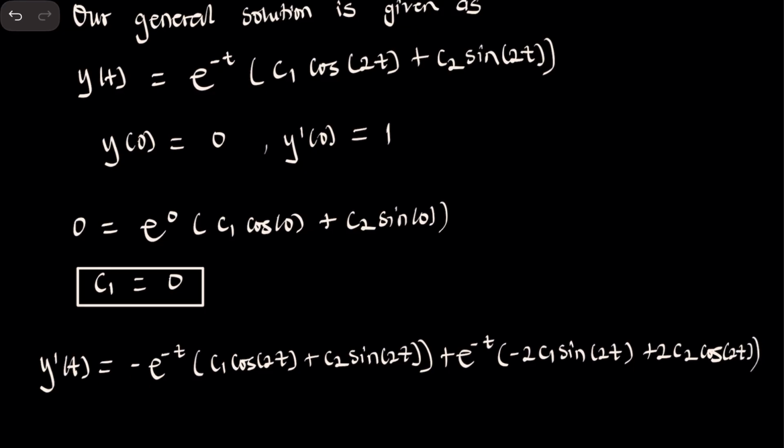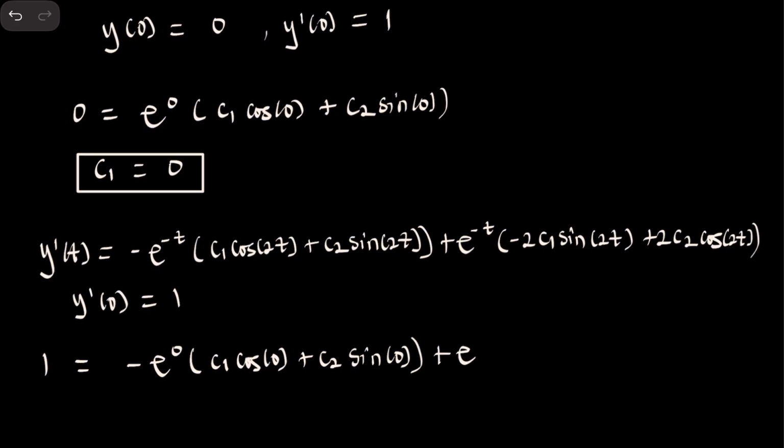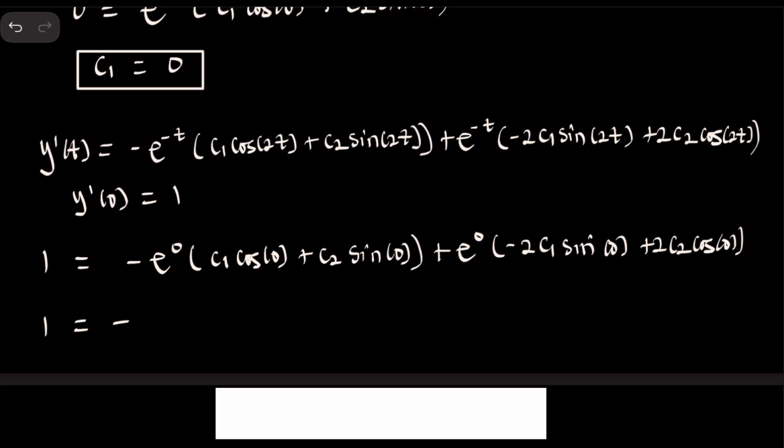Then we substitute in the initial condition. So we have y prime of 0 is equal to 1. Thus 1 is equal to minus e exponent 0, then c1 cosine of 0 plus c2 sine of 0 plus e exponent 0, then minus 2c1 sine of 0 plus 2c2. This simplifies to 1 is equal to minus 1 multiplying c1, because cosine of 0 is 1 and sine of 0 is equal to 0.